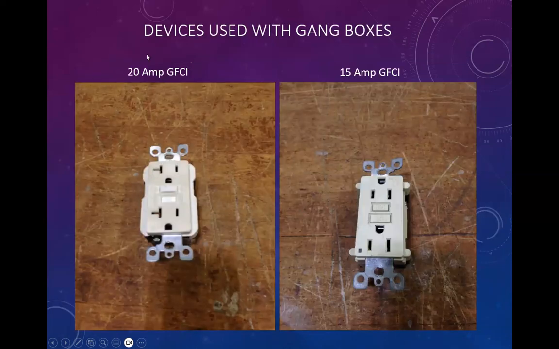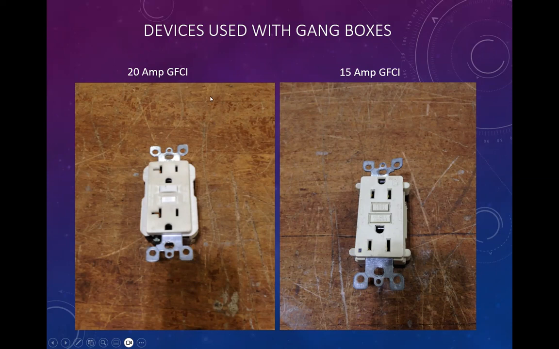Now, here is, well, forget the GFCI part. We're going to explain what that is, but that's a GFCI. I can tell it's a GFCI circuit, but let me explain what a GFCI is in class.